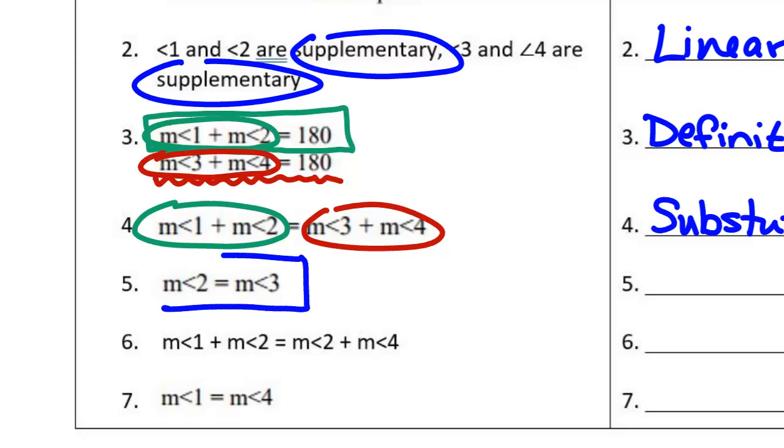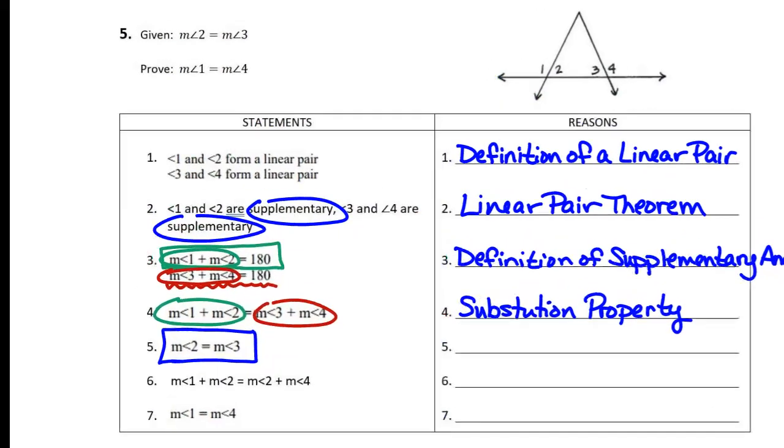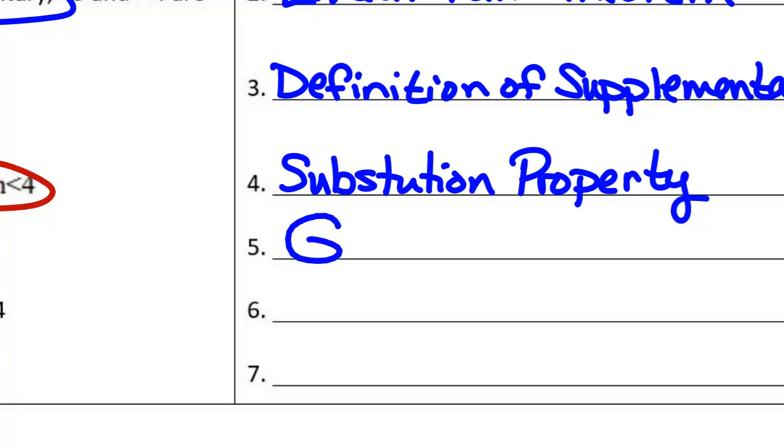Where in the world did this come from? It seemed to just come out of nowhere. That's that given information up at the top. They waited all the way until step 5 to state that given information. When I'm writing a proof, I always put that at the very beginning. Not everybody does, and that's okay. But if I was doing this one, I would have put that up at the very beginning.